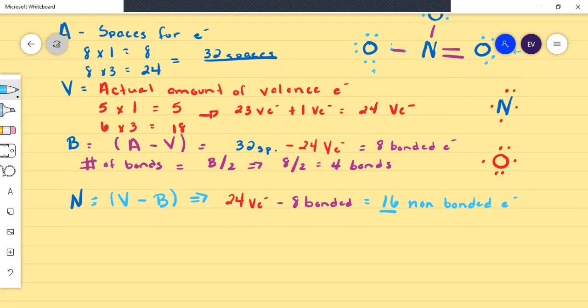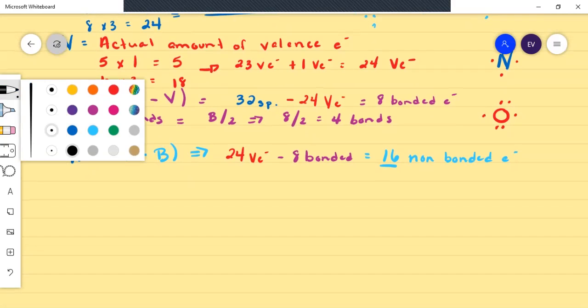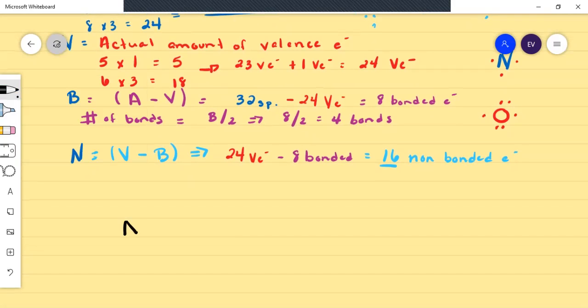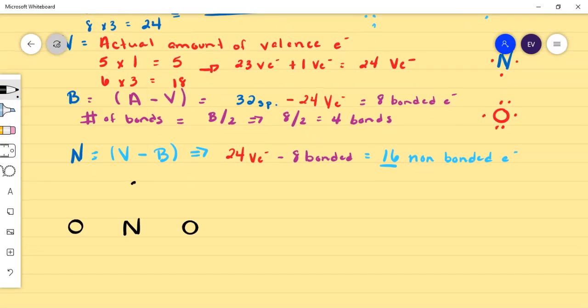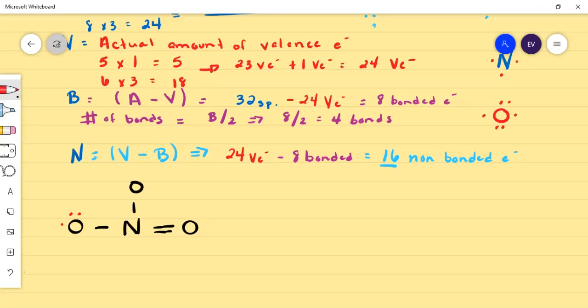I'm going to scroll this up real quick. Okay, so here is my structure. Okay, I have nitrogen, oxygen, oxygen, oxygen, with a double bond here, okay, to this oxygen. And around this guy, I have non-bonded electrons. And there they are, okay? Okay. This is your structure.